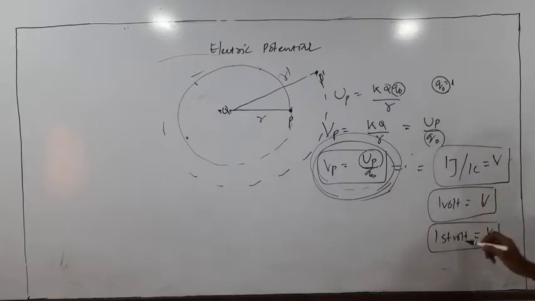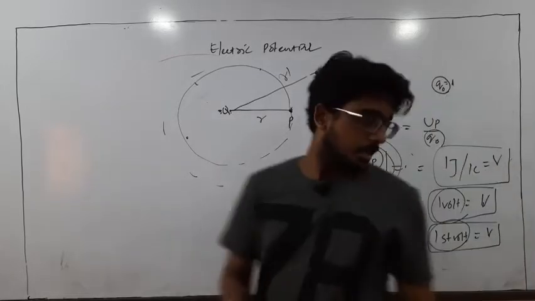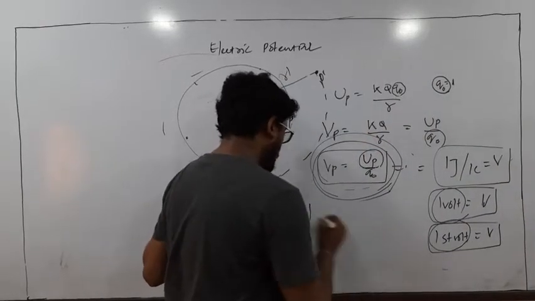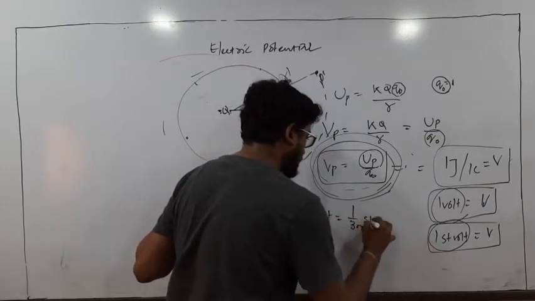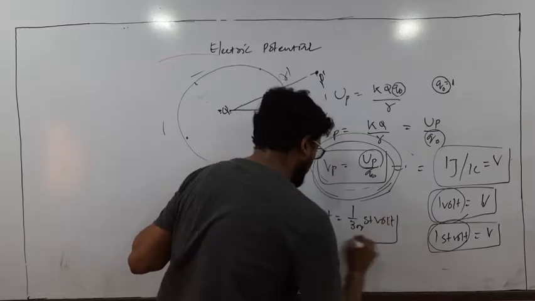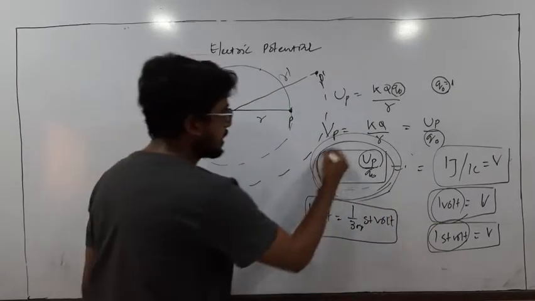Okay, so there is an important relation between 1 statvolt and 1 volt. You can remember this for your examination purpose, that 1 volt will be equal to 1 by 300 statvolt. You have to remember this relation. And what is the dimensional formula for electric potential?